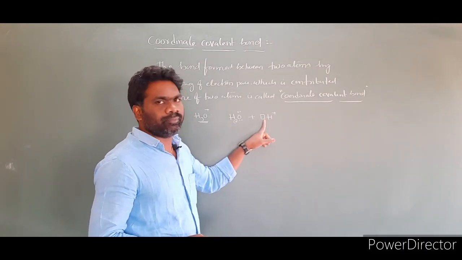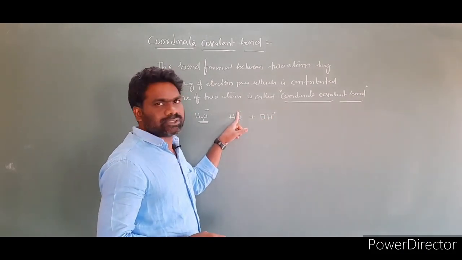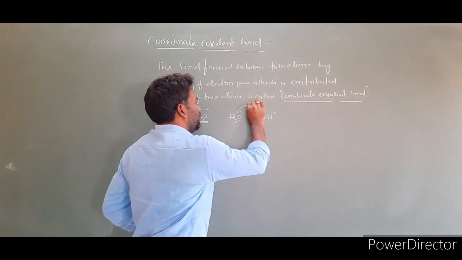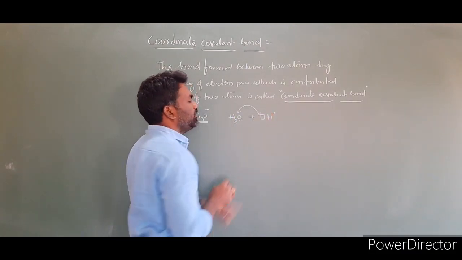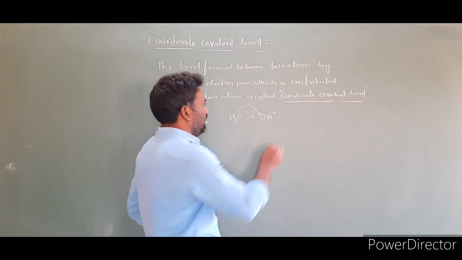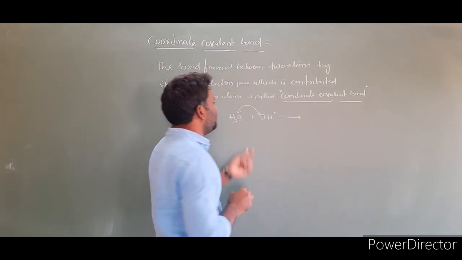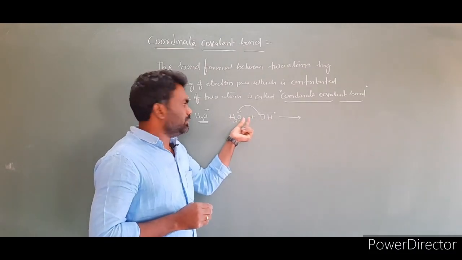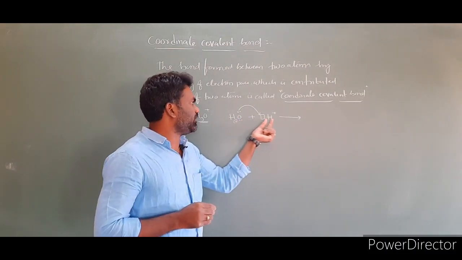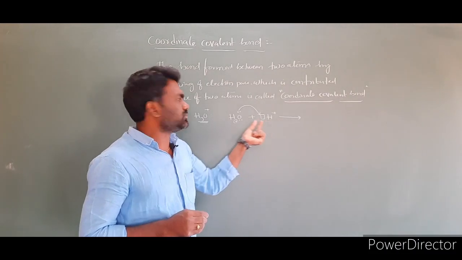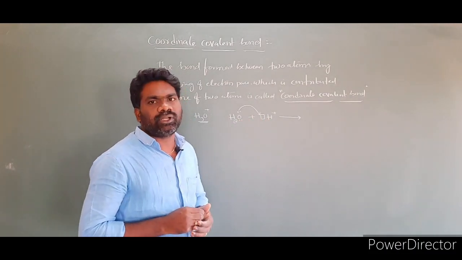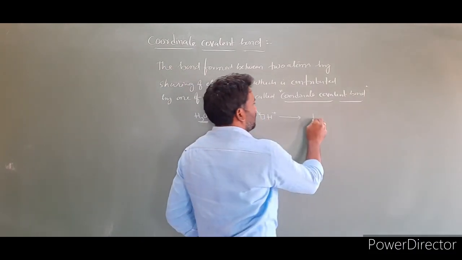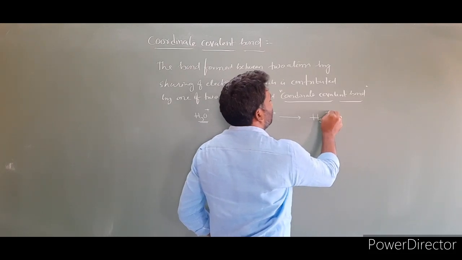So vacant orbital. What is the electrons present on oxygen? This lone pair is donating to the hydrogen, to this atom. As a result, this oxygen, which is already bonded to hydrogens, again forms a bond with this hydrogen also. So this bond is called a coordinate covalent bond. So what the molecule gets is H3O plus.